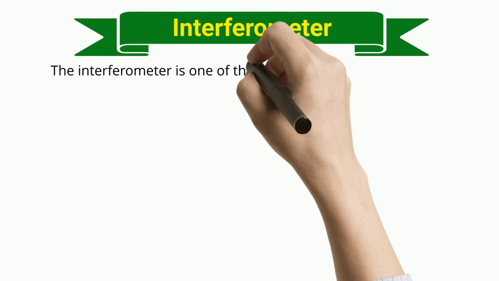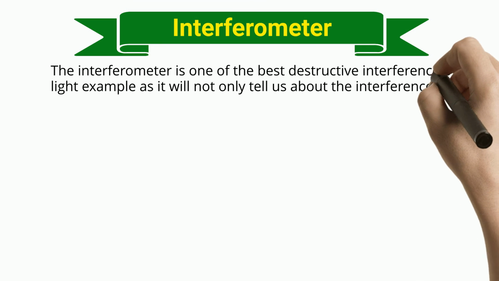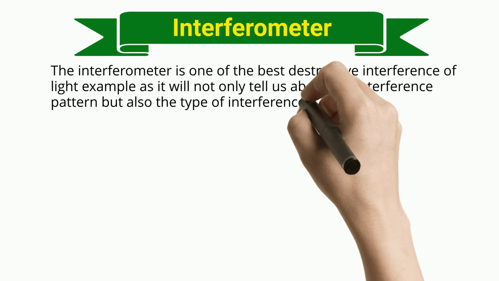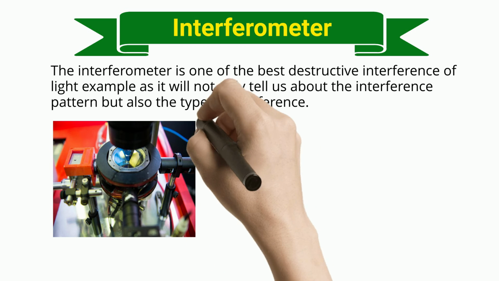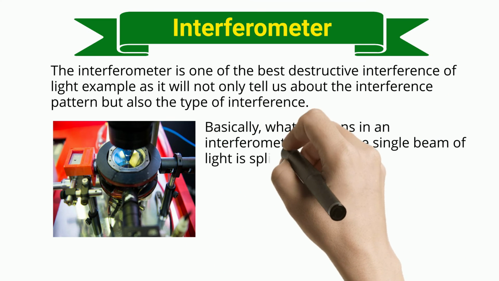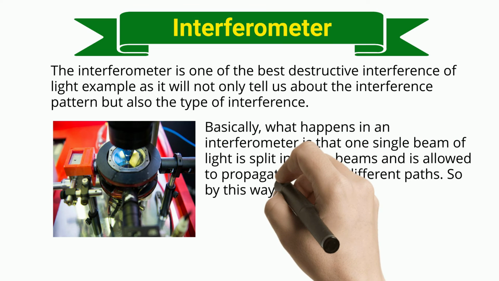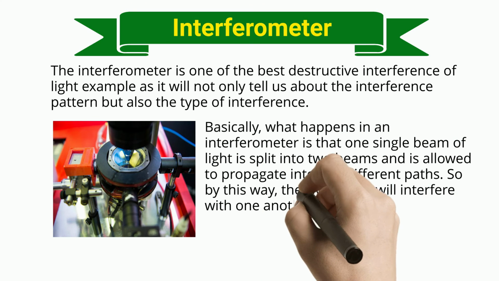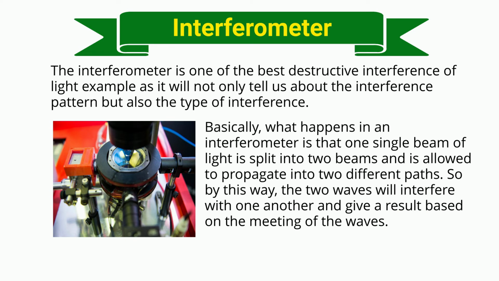Interferometer. The interferometer is one of the best destructive interference of light examples, as it will not only tell us about the interference pattern, but also the type of interference. Basically, what happens in an interferometer is that one single beam of light is split into two beams, and is allowed to propagate into two different paths. So in this way, the two waves will interfere with one another, and give a result based on the meeting of the waves.